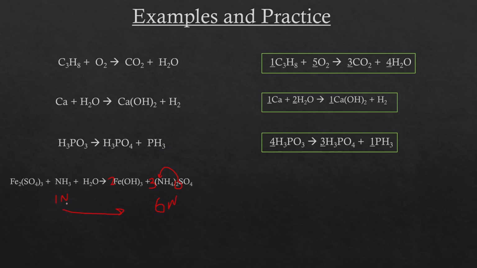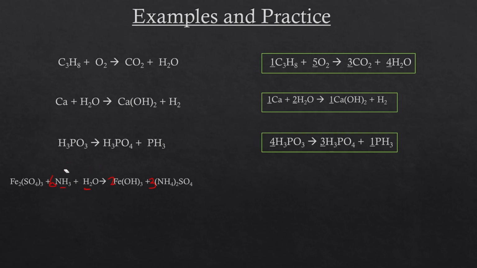How do we get from 1 to 6? I'm just going to multiply by 6, put in a 6 right there. All right, all good. That checks out for me, right? So now we have the iron's good, the sulfate's good, the nitrogen's good. The last things we got to take care of are either the hydrogens here or the oxygens, right?